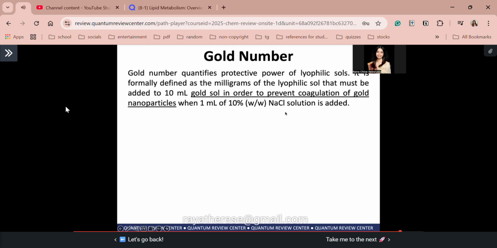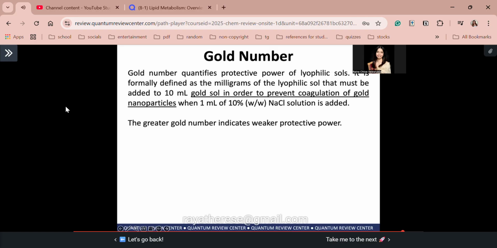So guys, bakit nag-add ng 1 ml of 10% NaCl solution? Let's recall, diba, when we coagulate a lyophobic sol, we have to add electrolytes, right? Kaya ka may 1 ml of 10% NaCl solution dyan. So guys, just memorize this definition. Okay, again, it quantifies protective power of lyophilic sol. So, a greater gold number indicates weaker protective power.